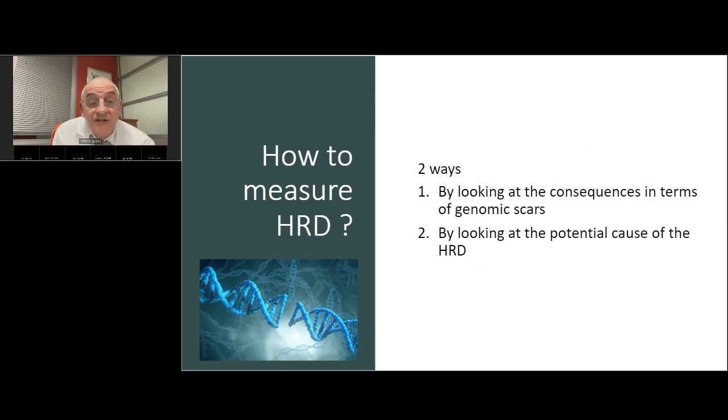And now let's move to the last part of this talk. The question is, how should we measure HRD? We have two ways to do it. The first one is to look at the consequences in terms of genomic scars of HRD. And the second one is to look at the potential causes of HRD.